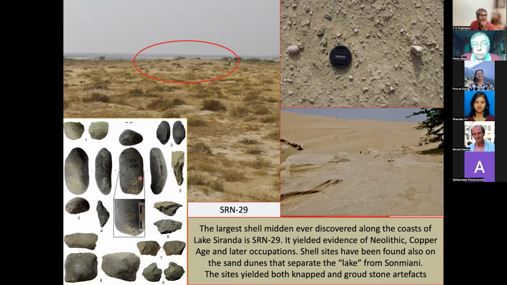It is very visible from 3, 4, 5 kilometers. And this is Lake Siranda, as it was during that season when we went the first time. The second time, the third time, it was absolutely different and absolutely dry, no water at all. And in some cases, we also have shells on top of the dunes which lead down to Miani Hor. Shells don't fly, so somebody took them to these places.